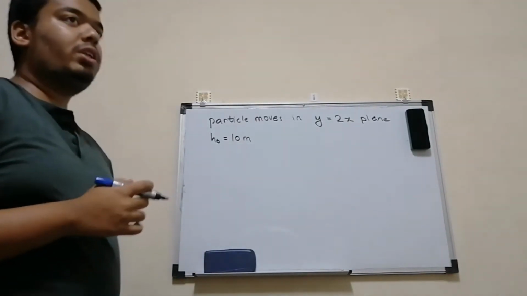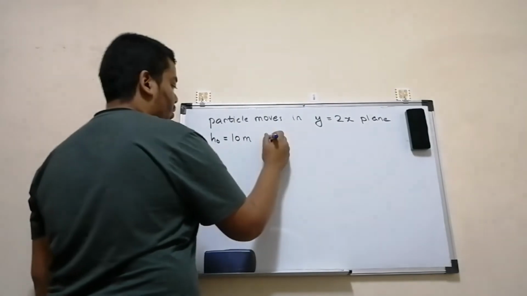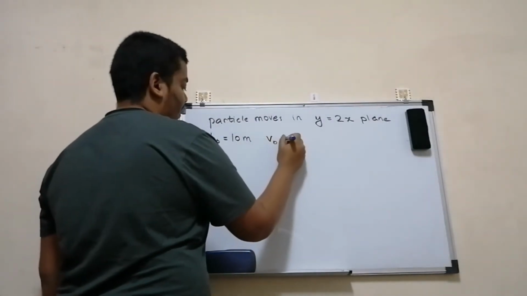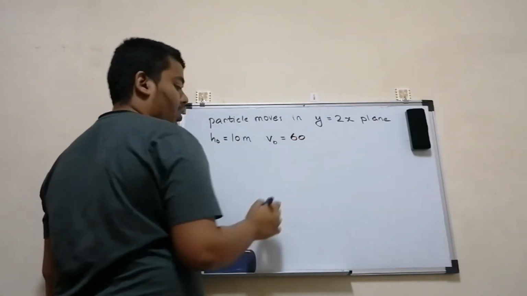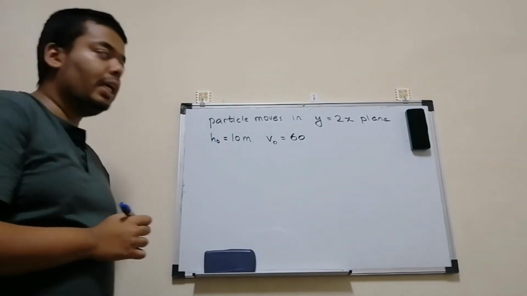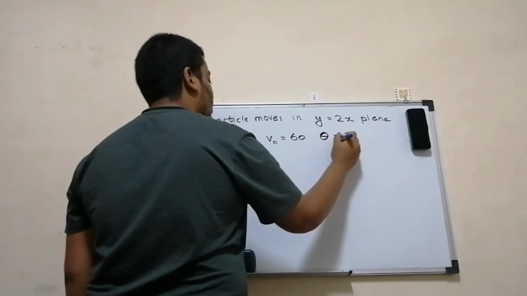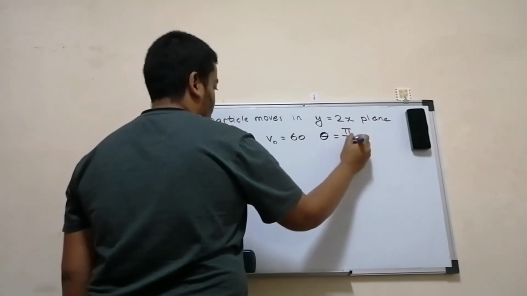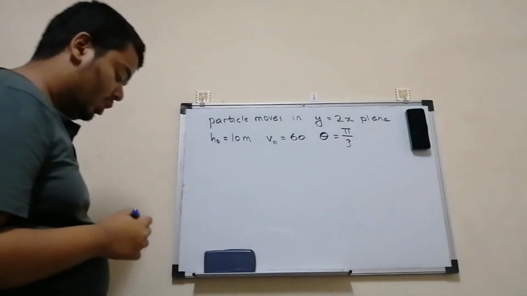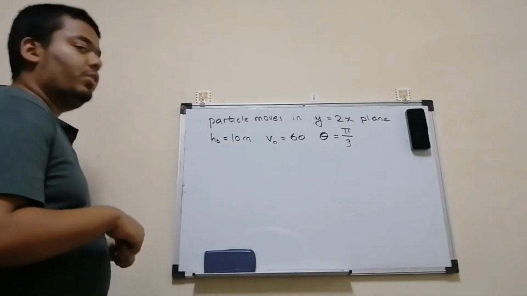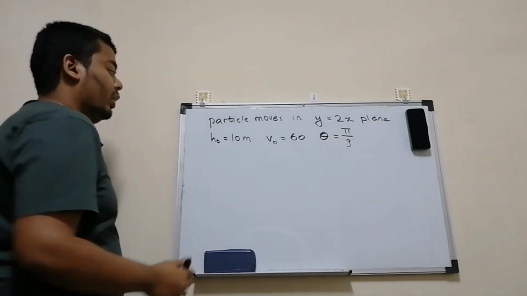The initial velocity of the particle, that is v naught, is 60. And the angle of elevation, that is theta, is equal to pi upon 3. These are the information given to us. First of all, let's see how it will look like.